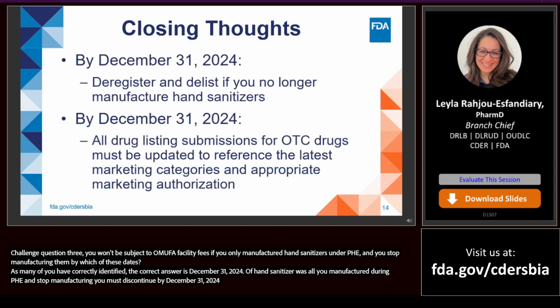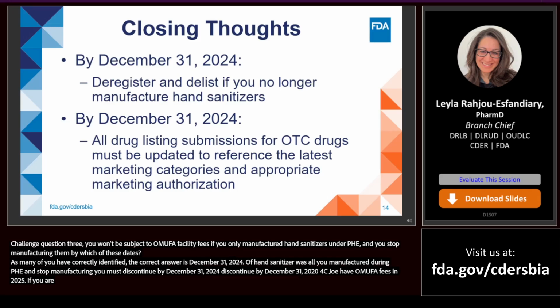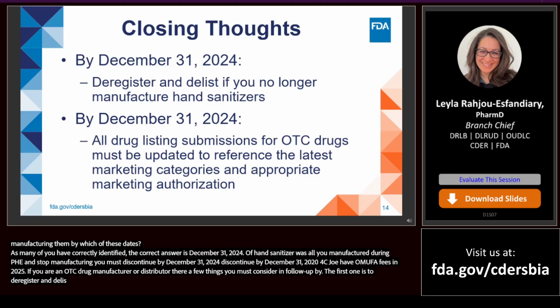So in summary, if you are an OTC drug manufacturer or distributor, there are two things you need to consider and follow by December 31, 2024. The first one would be to deregister and delist if you no longer manufacture hand sanitizers under PHE and you don't want to be subject to fiscal year 2025 OMUFA fees.